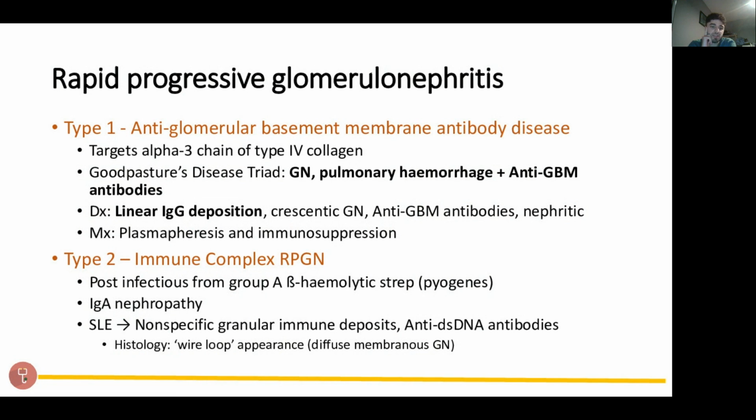Type 2 is immune complex, so often post-infectious from Strep pyogenes, but also IgA nephropathy can cause this, and lupus nephritis as well. A little bit at the bottom, wire loop appearance on histology is also important. Again, that's just a spot diagnosis. A lot of these glomerulonephritis things, you either know it or you don't really. And often they just tend to be spot diagnoses.